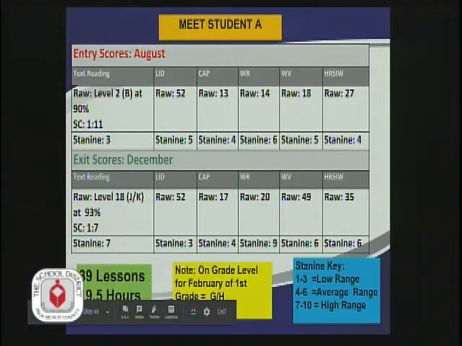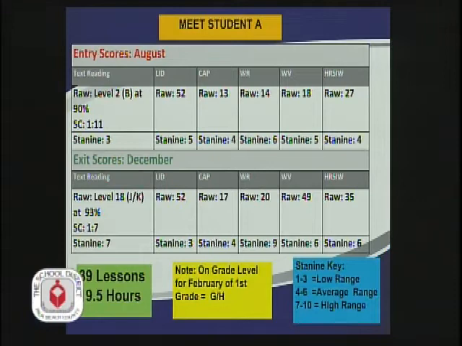And I want to show you one student. This is student A, a real student in our district that we're working with in the reading recovery program in one of our schools in Palm Beach County. A first grader, right? So at the beginning of the year, he was reading at a level B, okay? He had a self-correction rate of 1 out of every 11 words. You can see out of the different categories, he was struggling. Staying on key is at the bottom right, so 1 to 3 is in the low range, 4 to 6 in the average range, 7 to 10 is in the high range. He was at a B, right?